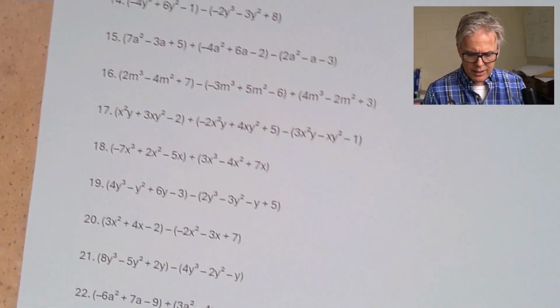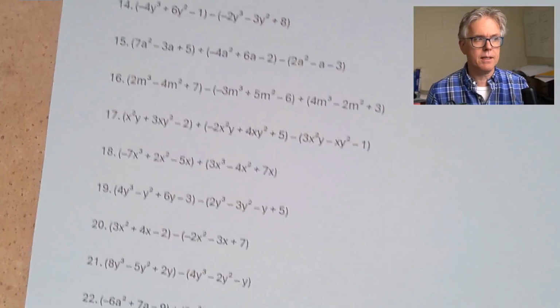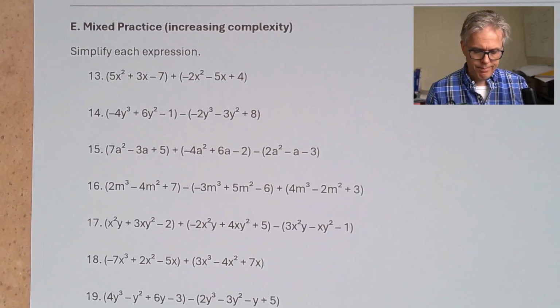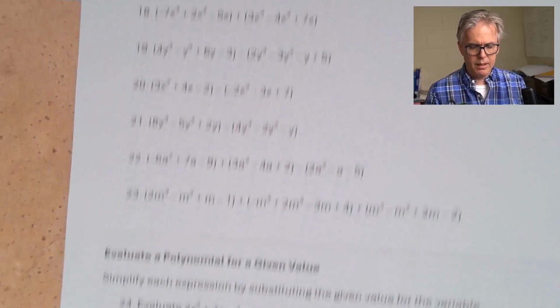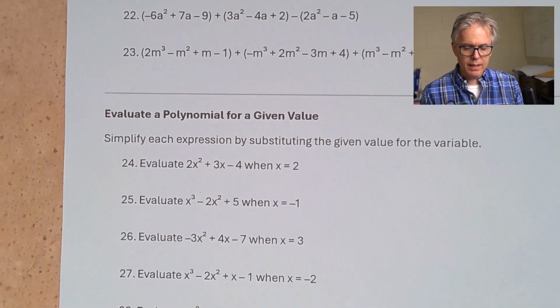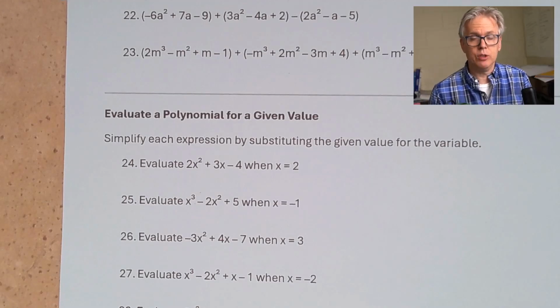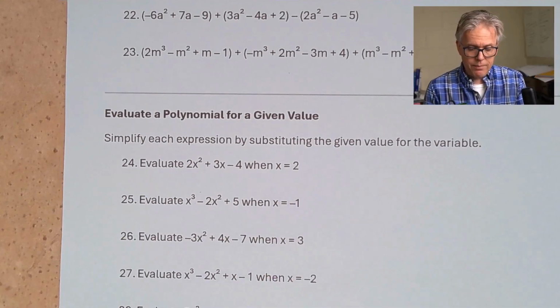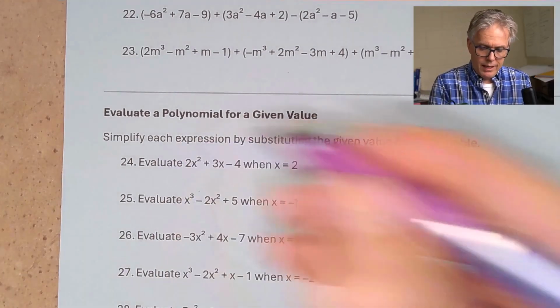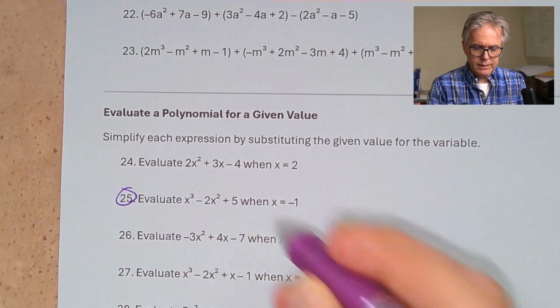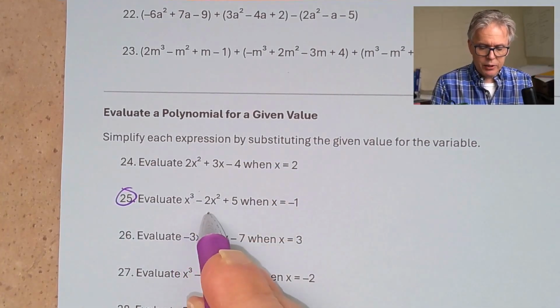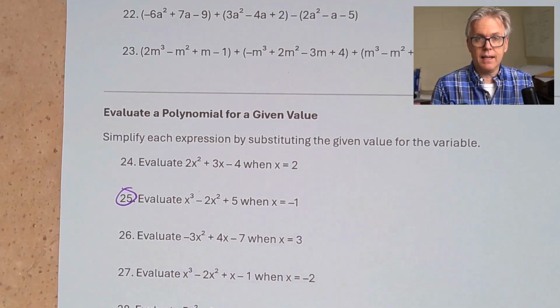I've got a lot of mixed practice here. I don't think I need to do any of these. These are all the same as the ones that I've been doing before. Definitely ask in class if any of these show up that you need to see. But evaluating a polynomial for a given value, super important that you can do this. And we've been doing it before, so I don't think there's anything new. I'll just do one of these. How about we do one with a negative? 25. So x cubed minus 2x squared plus 5 when x is negative 1.